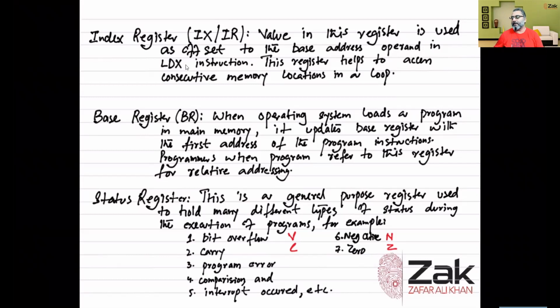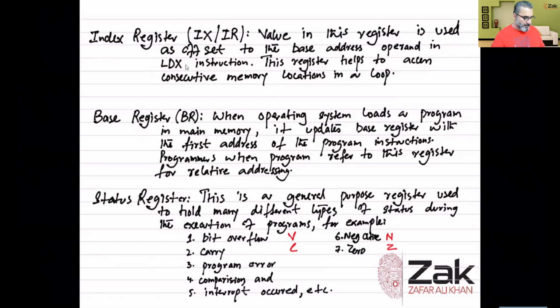So the status register, as far as the definition is concerned, is a general purpose register used to hold many different types of status during the execution of a program, and that execution is nothing but logic and arithmetic operations.